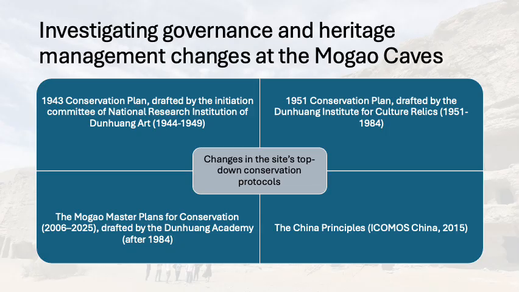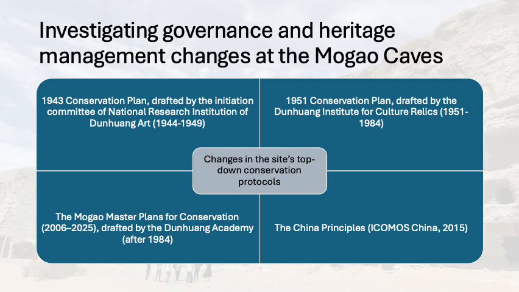From the local data analysis, the site's governance, which has been implemented by the institution of Dunhuang Academy, has been analyzed as the underpinning evolutions for the site's local implementation of top-down conservation protocols. The site's first conservation plan, the 1943 Conservation Plan, was drafted by the Republic of China, which is before 1949, by artist professionals who formed the preparation committee to initiate Dunhuang Academy.